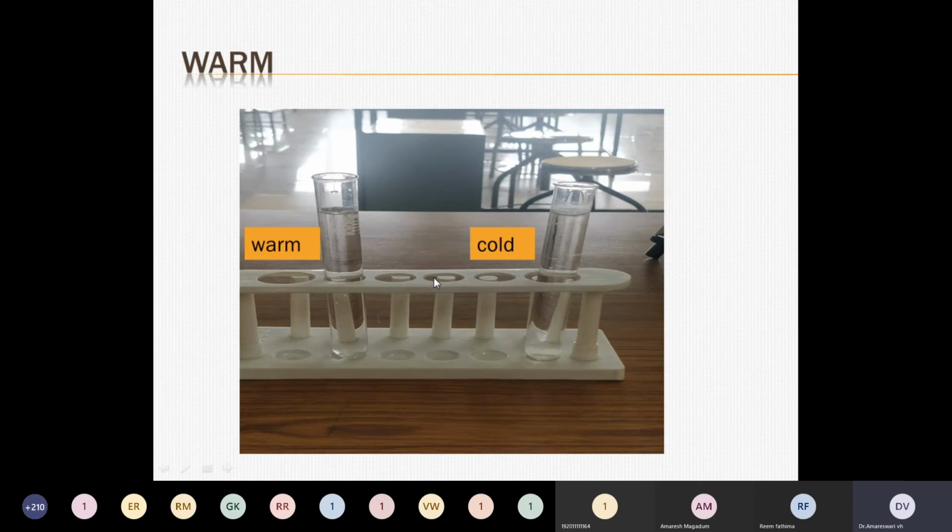Yes, students? Any doubt up to this? Any doubt? No, ma'am.